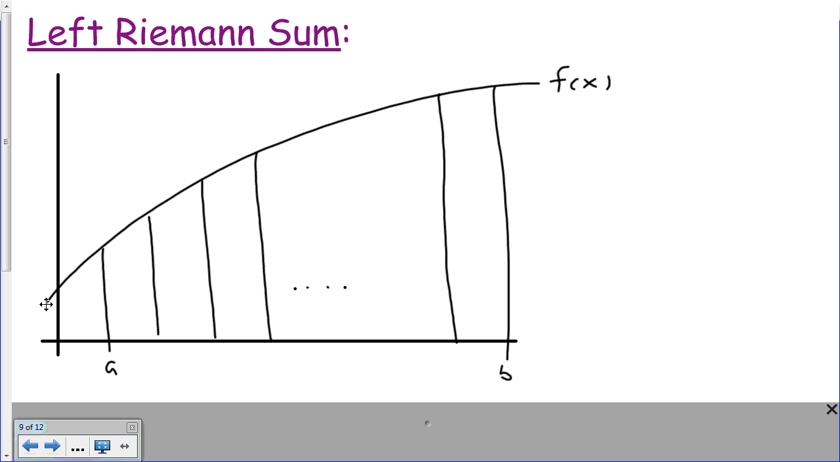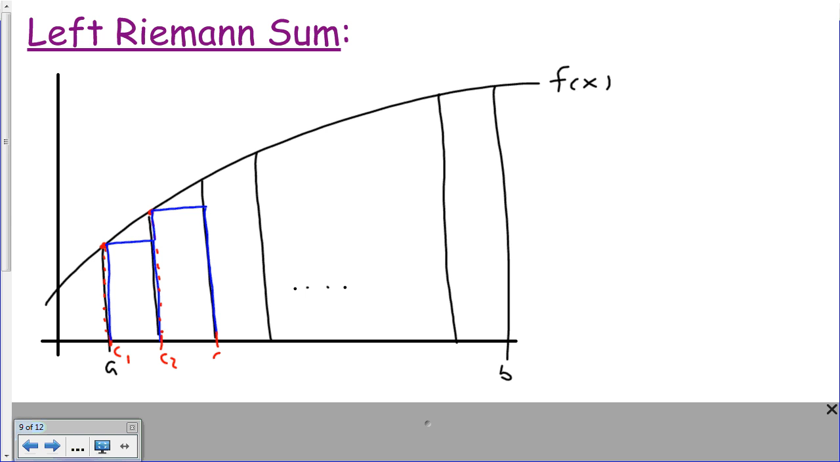Let's name this first sample point right here C1. It's actually at a. That point will determine the height of that first rectangle. Sketching that first rectangle, it would look something like this. Then we'll pick C2 at the left side of the second subinterval, and this point right here will be used to determine the height of that second rectangle. That gives us a second rectangle that looks like this.